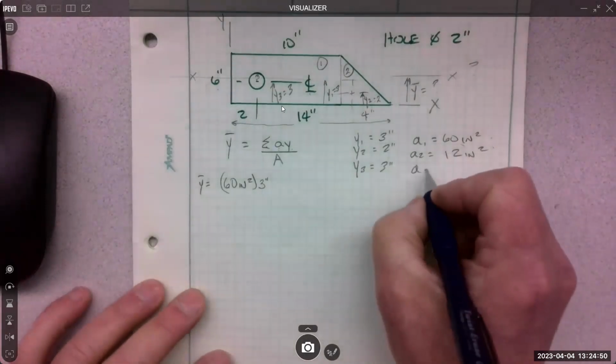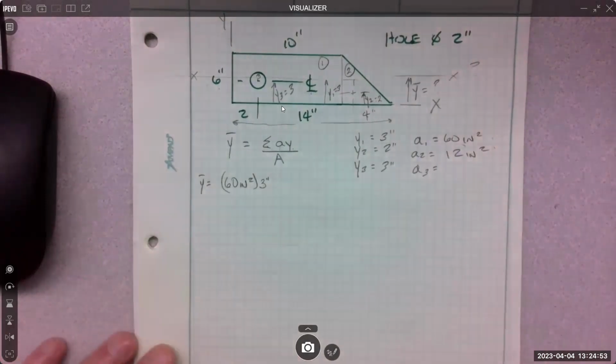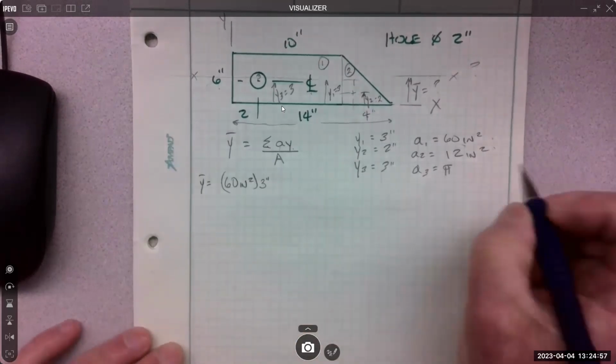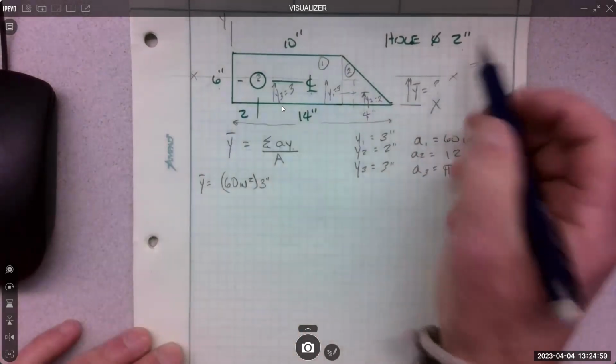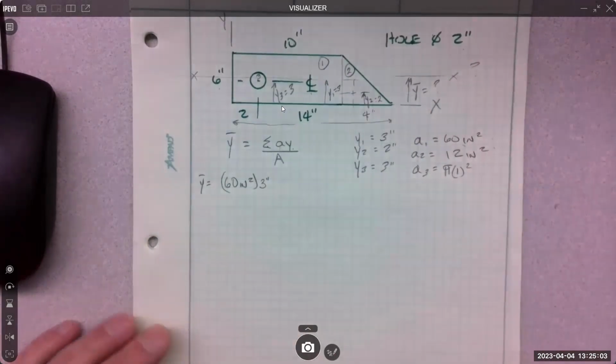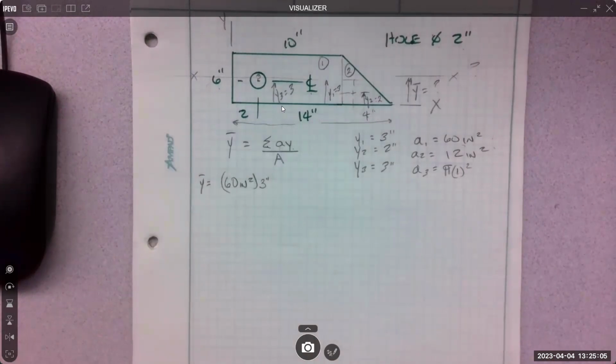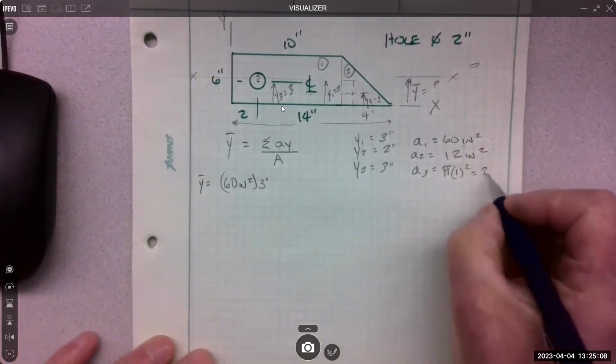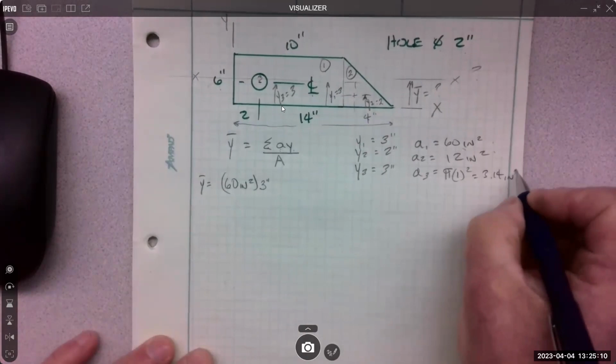And then area 3 is pi r squared, right? Pi, looks like the whole diameter is 2. So 1 squared, pi r squared. Looks like it's 3.14 inches squared.